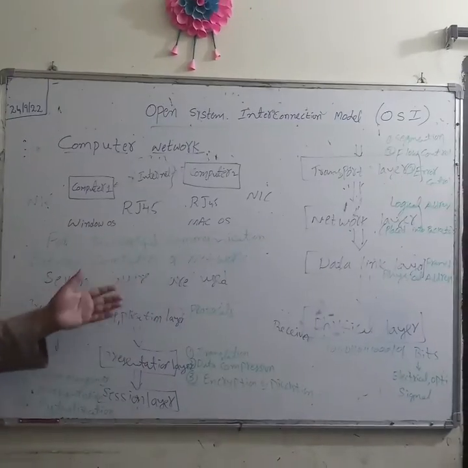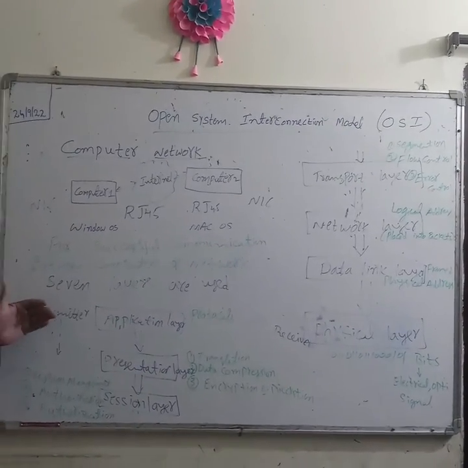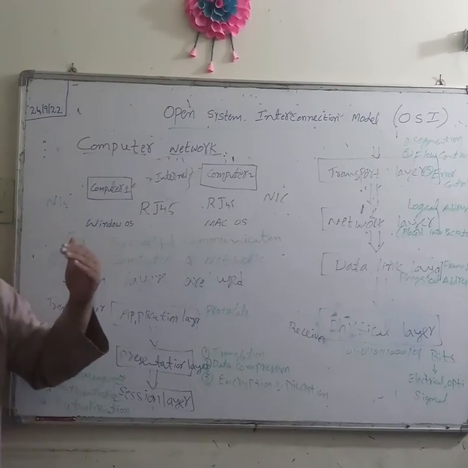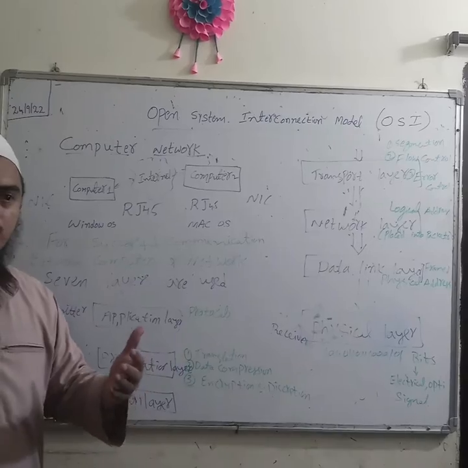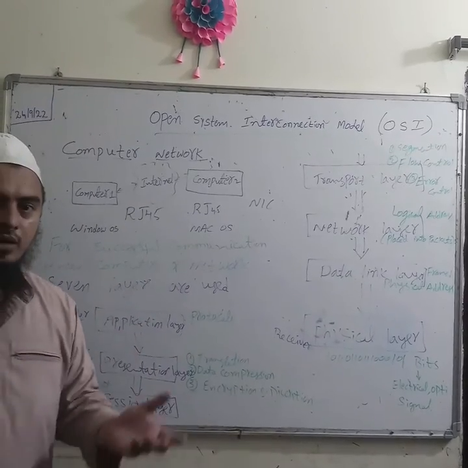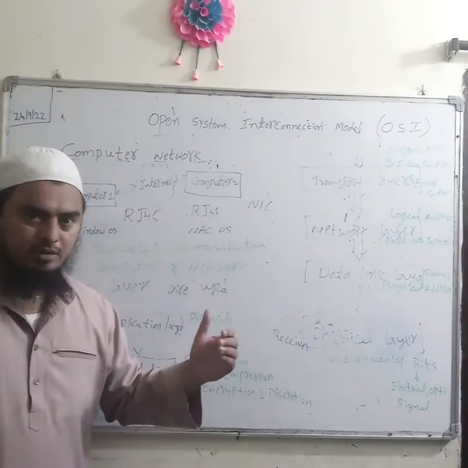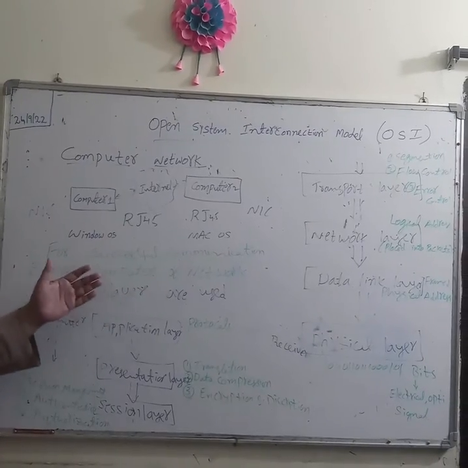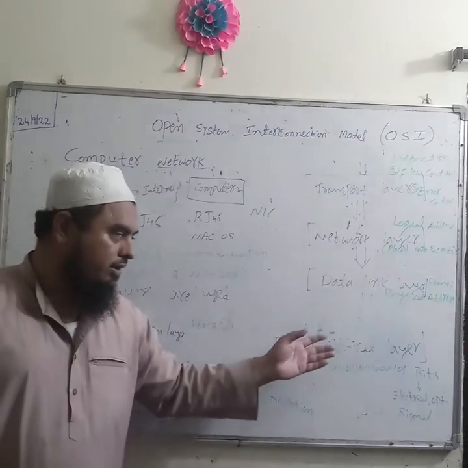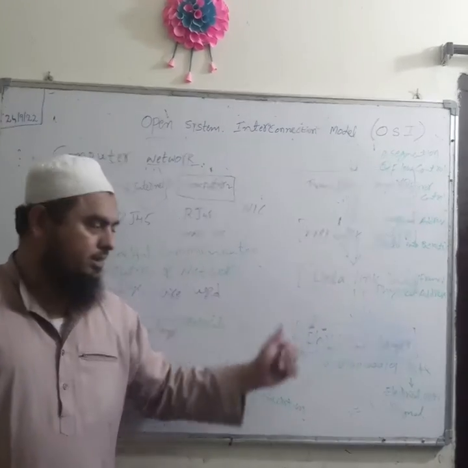Now what is the top layer? When we go for transmission, for example, somebody wants to send a mail, he is the transmitter, and the person who is going to receive the mail is the receiver. For the transmitter, the application layer is the top layer, and for the receiver, the physical layer is the top layer.